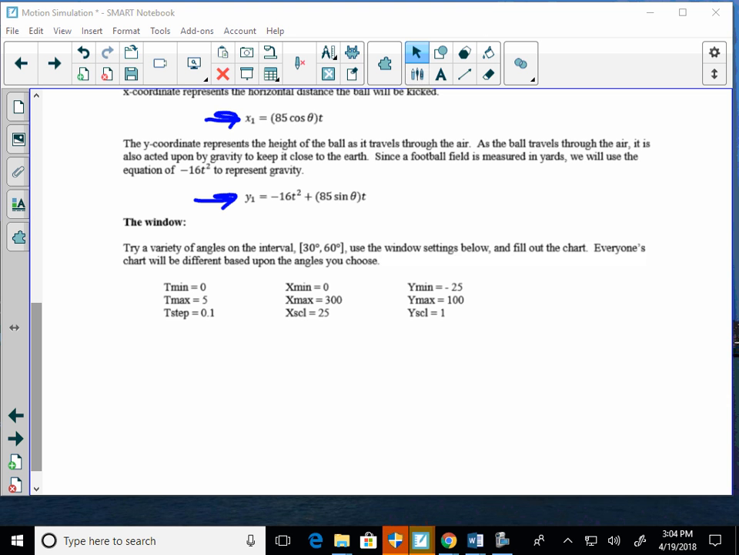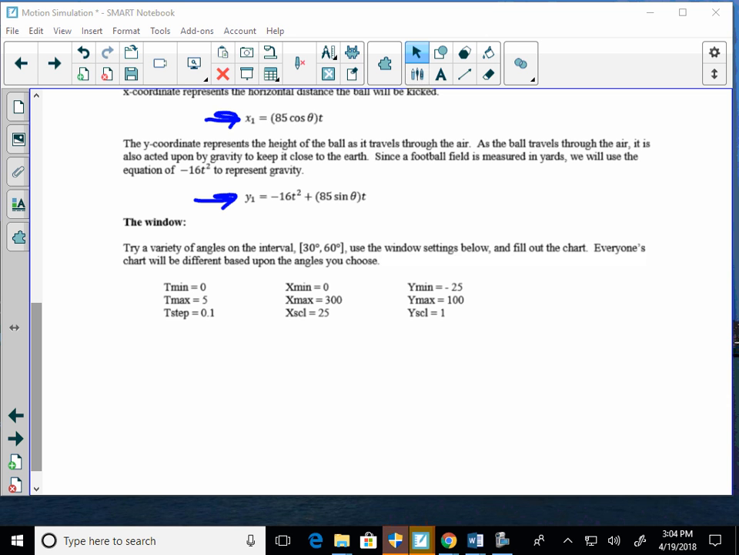Okay, they do 30, 40, 50, and 60. Let's just do 60. So go to Y equals and just change the 30 to 60 degrees. Graph it and see what happens. Okay, we want to know the time, so hit trace, cursor over. It's about 4.6 seconds that it takes to hit the ground, and the distance is 195.5 feet.